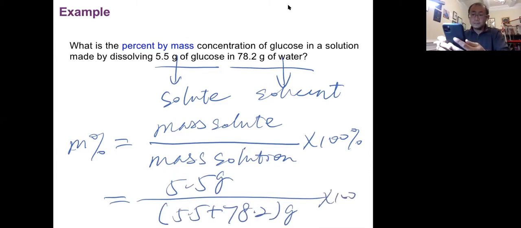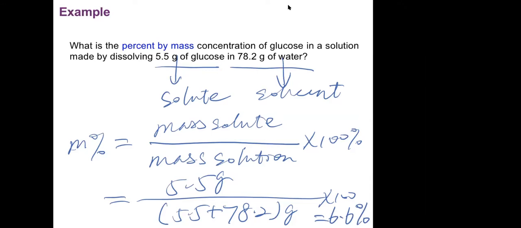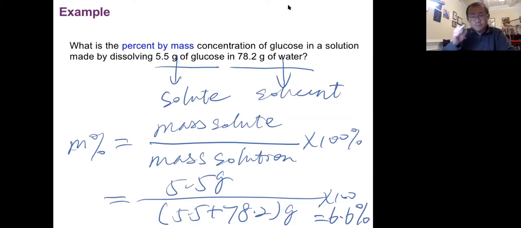5.5 plus 78.2 is 83.7, and 5.5 over 83.7 equals 6.6%. Okay, 6.6%. Does it make sense, guys? Everyone, please remember, I'm pretty sure some of you are going to make the mistake: do not divide by the solvent.